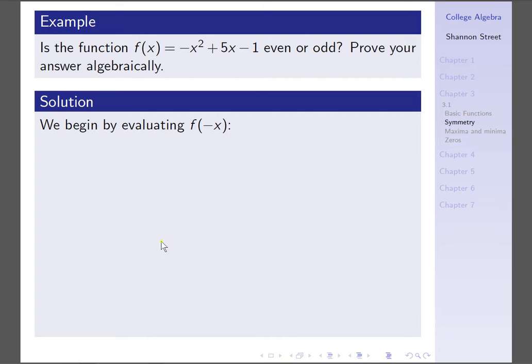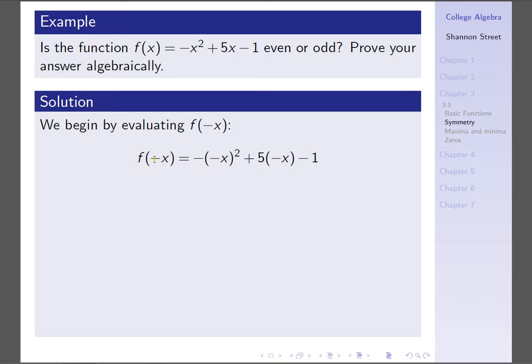If we plug -x in, just the general case, f of -x, we're going to see what we end up with. If we end up with our original function, -x squared plus 5x minus 1, then this function is even. If we end up with negative f of x, that is, the opposite of this, which would be positive x squared minus 5x plus 1, then this function is odd. So let's see what we come up with.